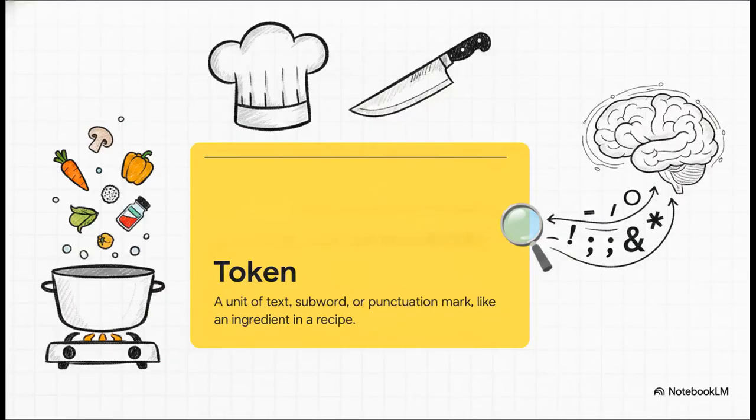So, if our LLM is the master chef, what exactly is the chef cooking with? Well, that brings us to tokens. A token is basically just a unit of text. It could be a whole word, a tiny part of a word, or even just a punctuation mark. To keep our whole cooking analogy going here, tokens are the raw ingredients. Just like a dish is a combination of different ingredients that build flavor and texture, a sentence generated by an AI is just a clever combination of tokens that build overall meaning.